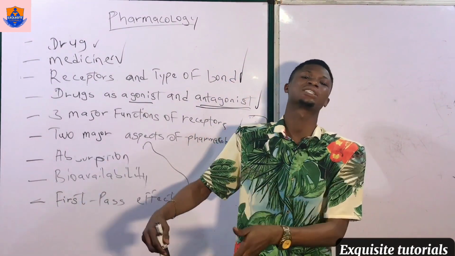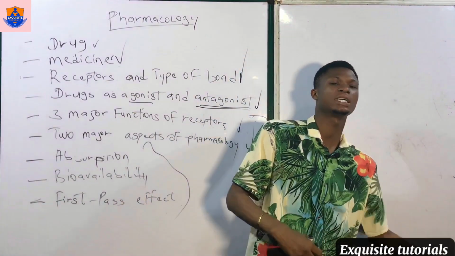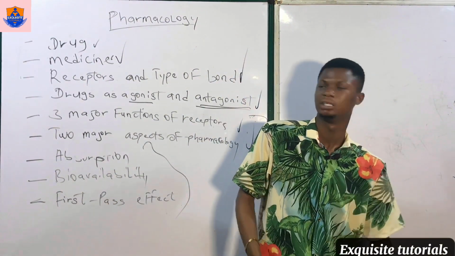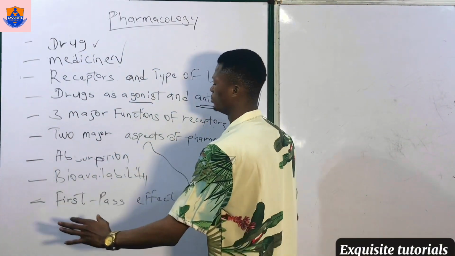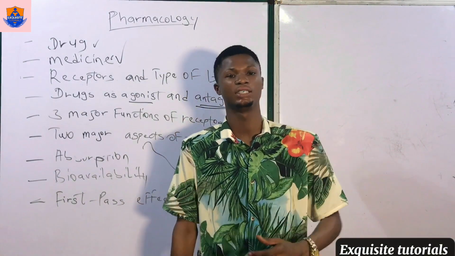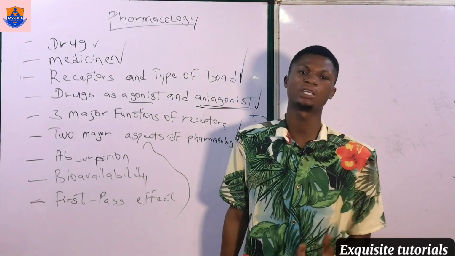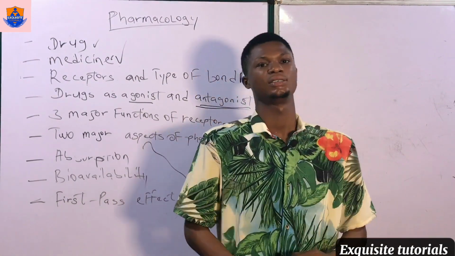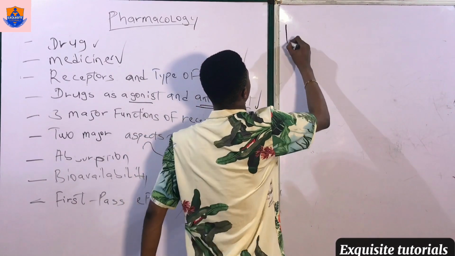Because different drugs have different half-lives, which means different drugs will be eliminated at different times from your body. Now, understanding the aspects of absorption, bioavailability, and first pass effect is going to help you to manage this as a pharmacist, especially as a compounding pharmacist and as a dispensing pharmacist. Now let's look into absorption.